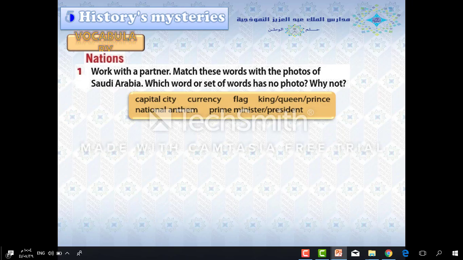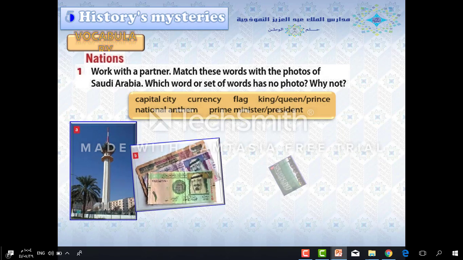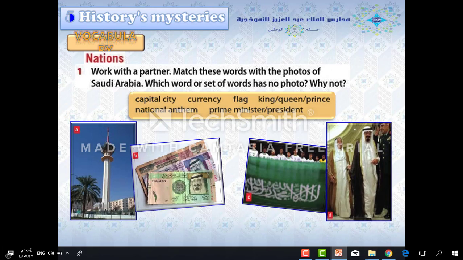Match these words with the photos of Saudi Arabia. Which word or set of words has no photo? Here we have capital city, currency, flag, king, queen, prince, national anthem, prime minister, president.